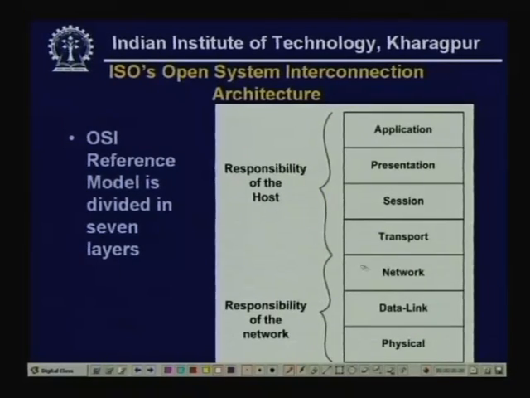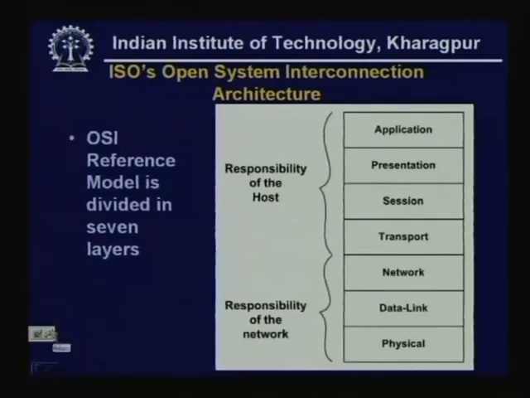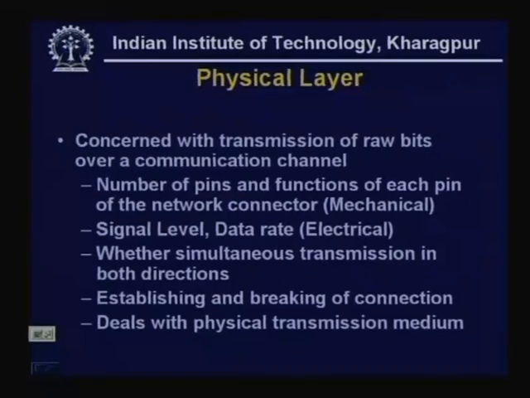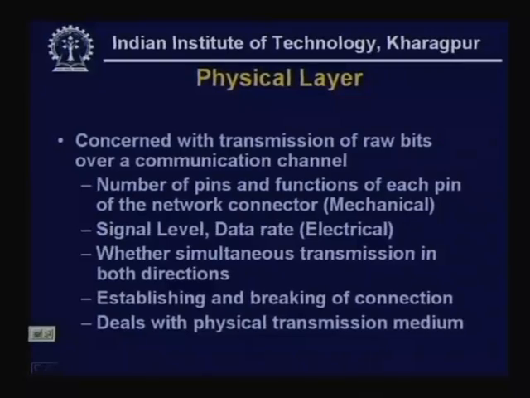So, with the help of these 7 layers, data communication is performed, and most data communication systems follow this particular model. Let me start with the lowermost layer, the physical layer. The physical layer is concerned with transmission of raw bits over a communication channel. As we have seen, the physical layer is connected to the transmission medium.